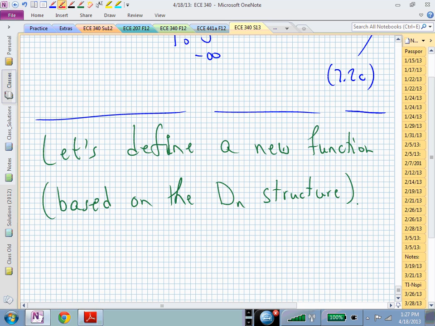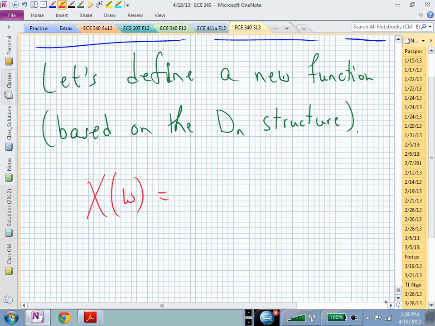Here's the new function. Let's just create something called capital X of omega. This is now going to be related to our aperiodic waveform. This is the integral from minus infinity to infinity of little x of t, e to the minus j omega t. But now we don't have little n anymore. We don't need it. Let's just make omega a continuous variable, but now we're integrating with respect to time. We're integrating time out.